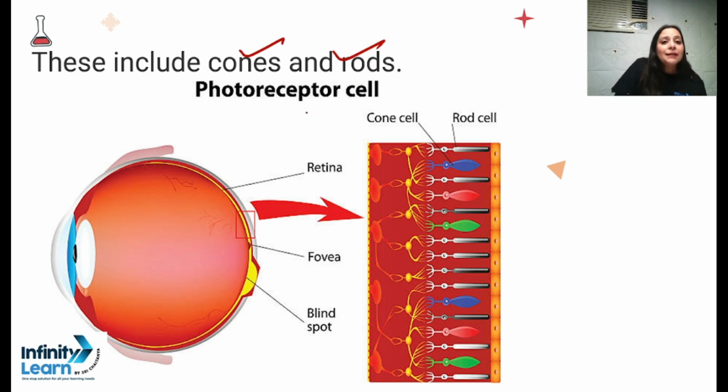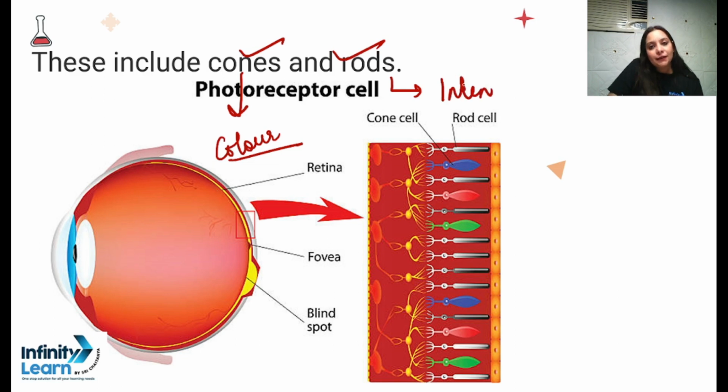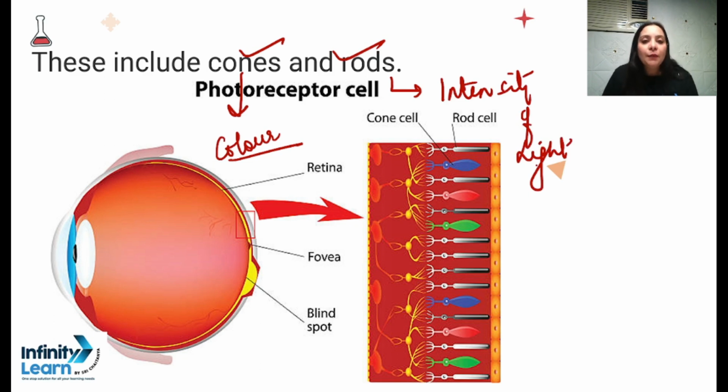So cone cells are sensitive to colors. Whatever colorful image that you see is just because of cone cells. And rod cells respond to the intensity of light, which means how bright or how dim the image is. So rod cells control the intensity of light and cone cells impart color to the images. So you should know about it.